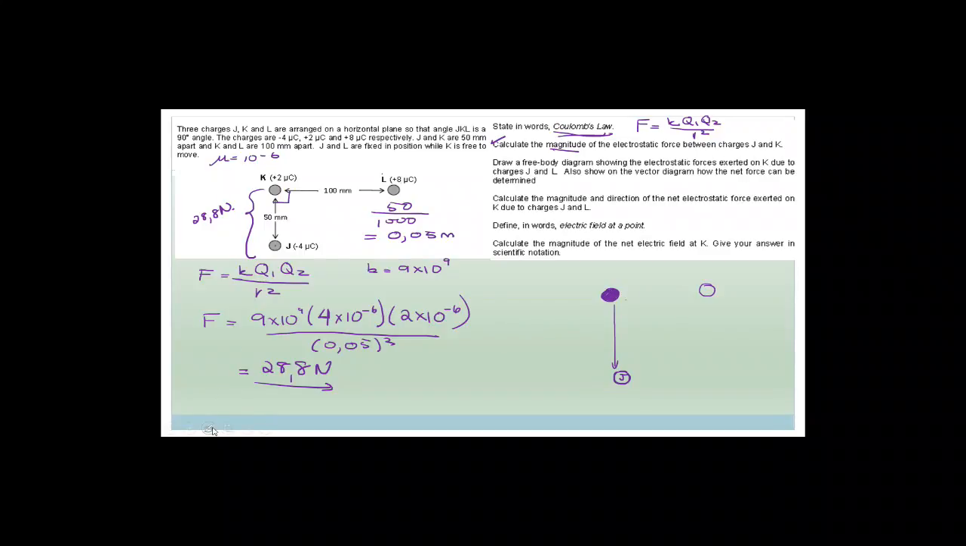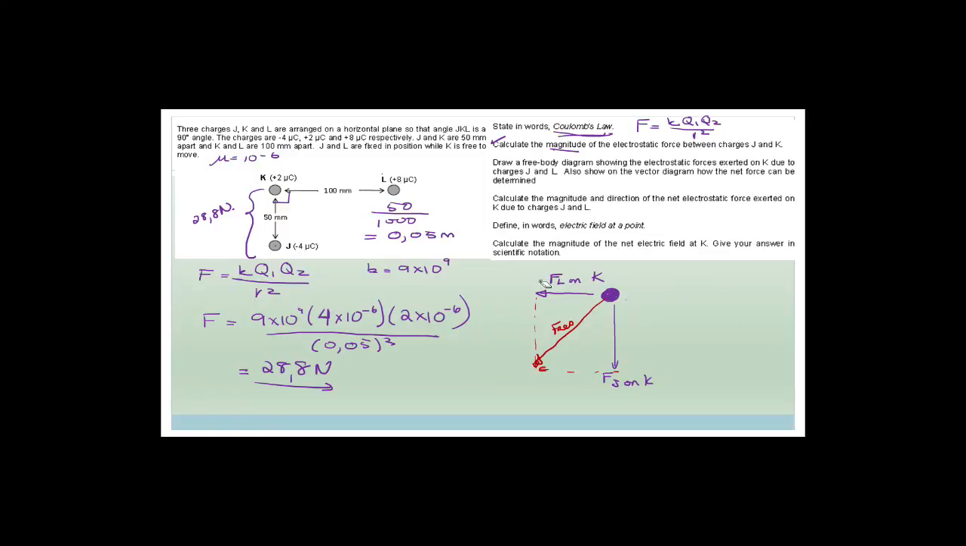So I'm going to label this now: this is going to be the force of J on K. Then there'll be this force here of L on K, which is going to be pushing it this way because it's going to be a force of repulsion. So this is the force of L on K. And then it says show on the vector diagram how the net force can be determined. Do you agree the net force would be our resultant? We can do it one of two ways. We could do a parallelogram, and you can say that obviously is F resultant. Okay, so that is what your vector diagram would look like.